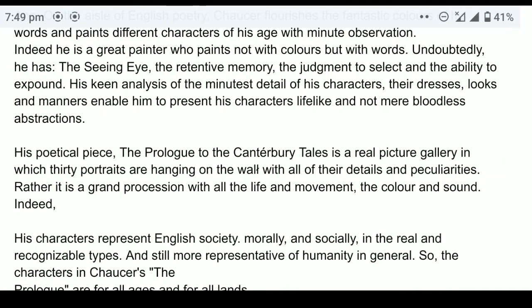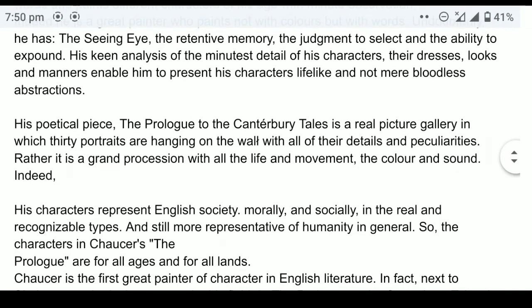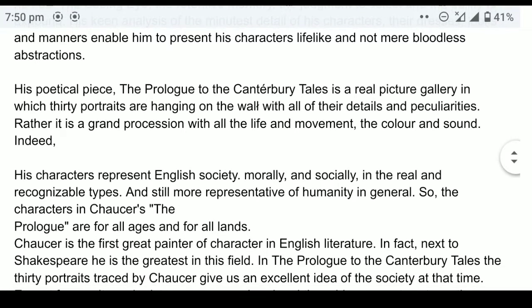Indeed, he is a great painter who paints not with colors but with words. Undoubtedly, he has the seeing eyes, the retentive memory, the judgment to select, and the ability to expound. His keen analysis of the minute details of his characters, their dresses, looks, and manners enables him to present his characters lifelike and not mere bloodless abstractions.